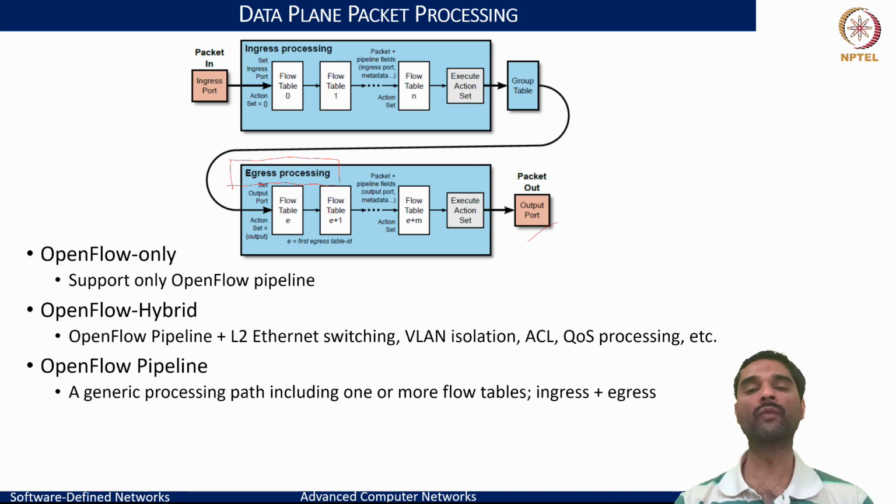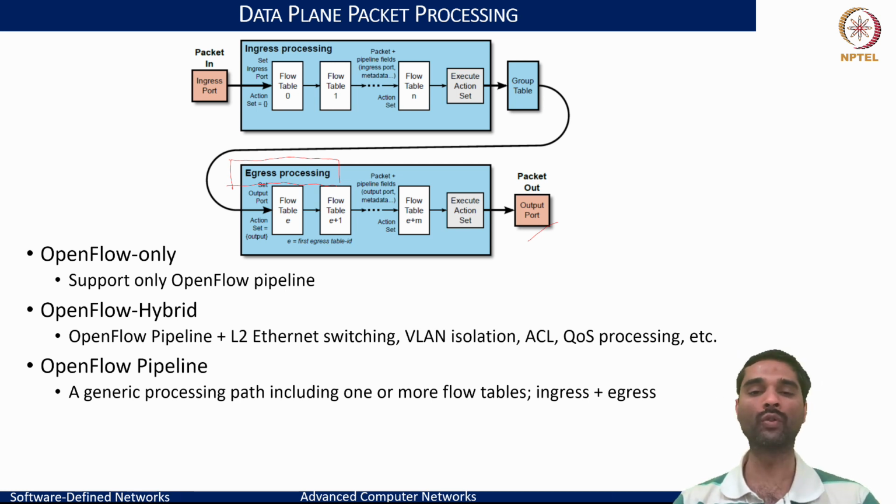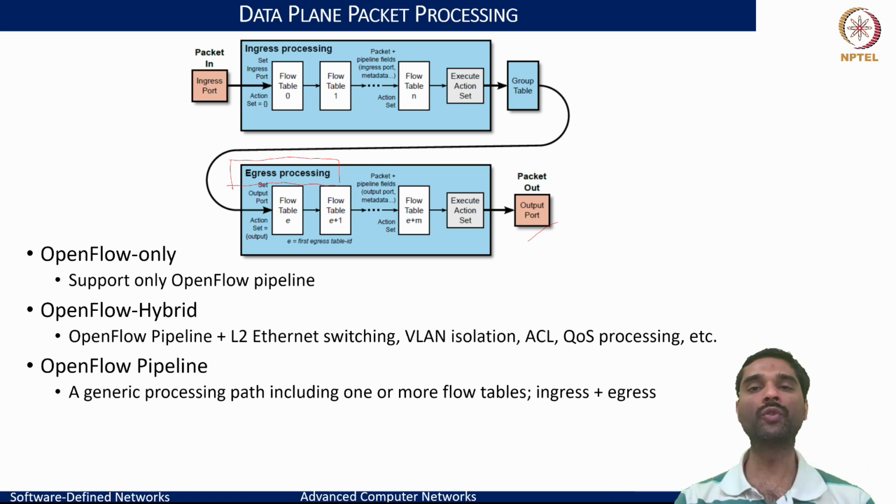And OpenFlow facilitates two kinds of processing. One is called OpenFlow-only, where this pipeline is strictly defined by the OpenFlow constructs. And the other is a hybrid model that was added in much later versions of OpenFlow, where you could also add specific switch processing characteristics like L2 Ethernet switching, VLAN isolation, access controls, and QoS processing, which may be specific functions or applications that are there within the switch and you would want to exercise. This constitutes how the packet processing happens within the data plane of the OpenFlow switches.